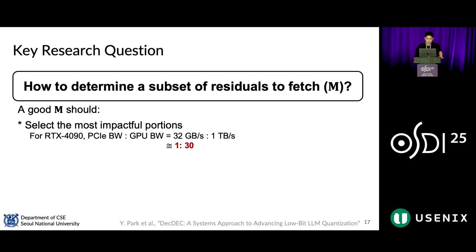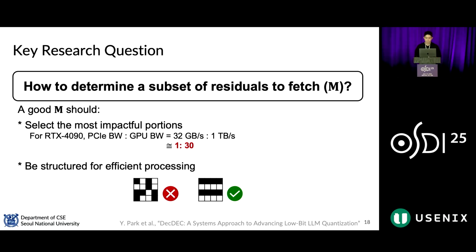To maximize the effect, a good mask needs to select only the most important portions of the residual. The time margin we have to work with is actually very limited. On typical consumer-grade GPUs, the PCIe bandwidth is 20 or 30 times smaller than the GPU memory bandwidth. Second, the selection needs to have some structure. If not, it may be extremely difficult to implement it efficiently.